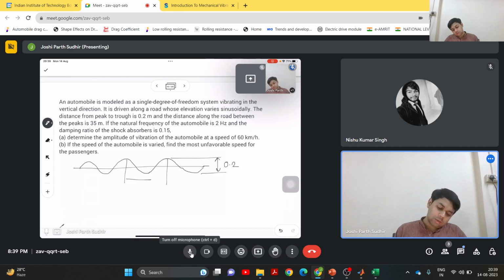So this is 35 meters. And it is given that the natural frequency of the automobile ω_n is 2 hertz, and the damping ratio of the shock absorbers is 0.15.